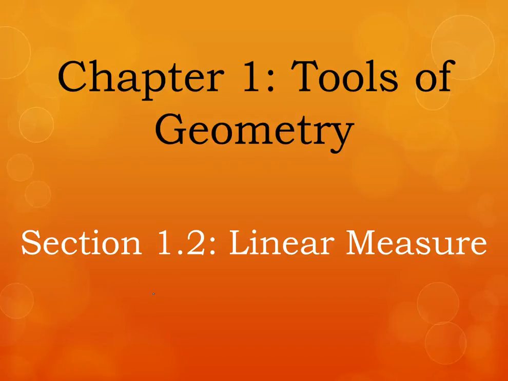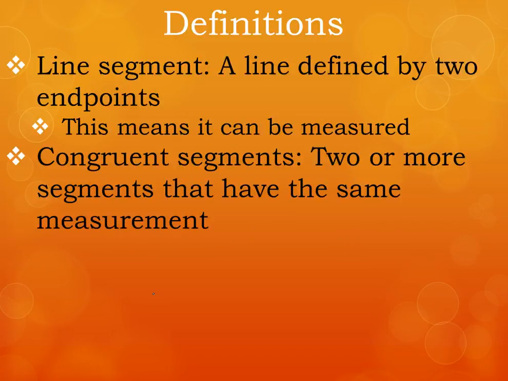Alright, so today we are talking about linear measure, how we can add segments together to equal a larger segment. So first we can talk about what a line segment is. A line segment is a line that is defined by two endpoints. This means it can be measured because we have two endpoints.